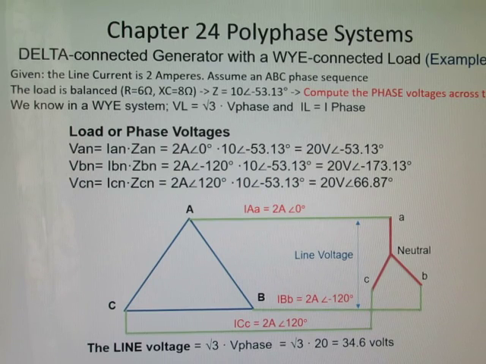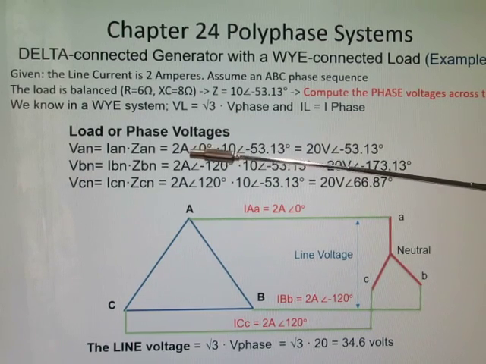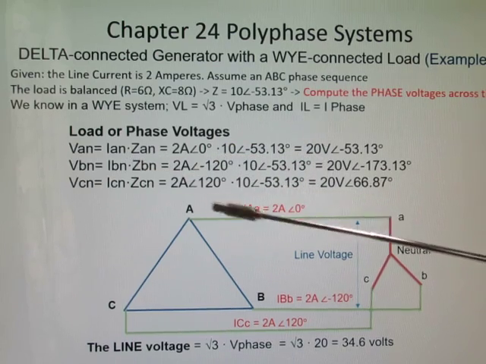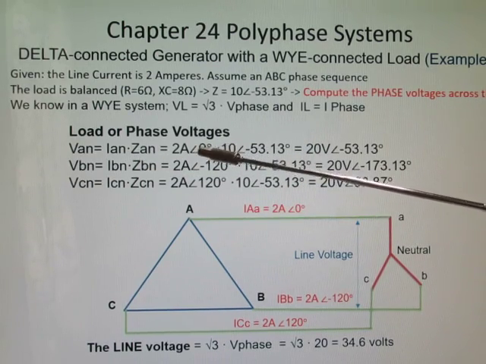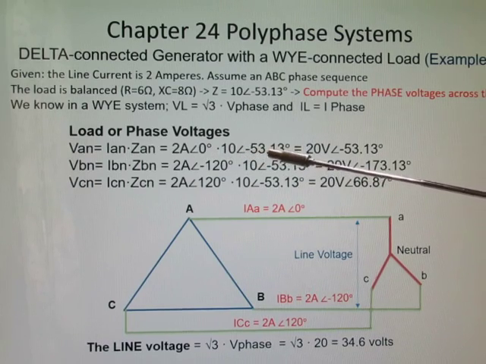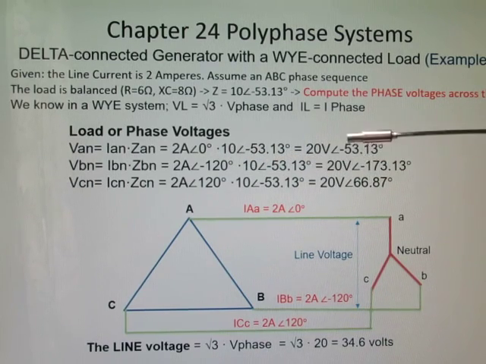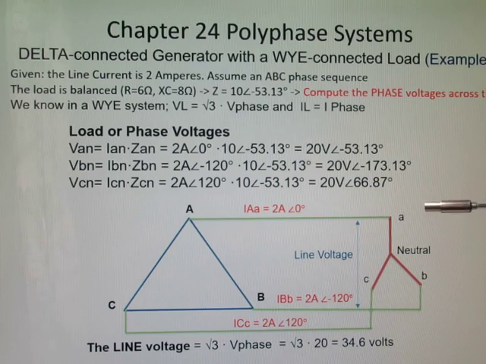Next, the line voltage is computed by the square root of 3 times the phase voltage, and we get 34.6. So let's go over our calculations here. I have 2 amps here. That's my current, and I multiply that times our total impedance. And so I have a value of 20 here. So our A to N voltage is 20 volts.